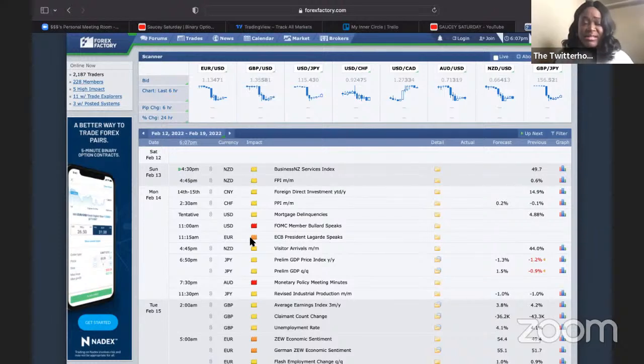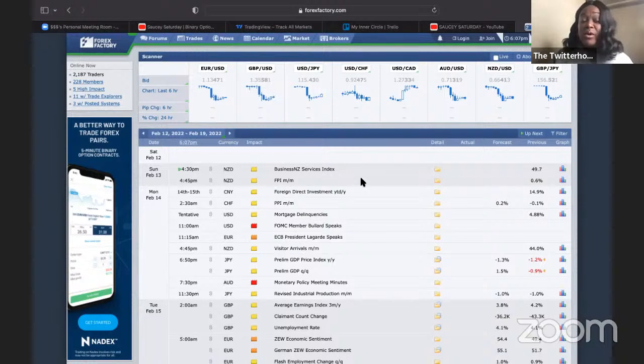My trading partner, Ty, she's not on the call today, but her philosophy, if there's a folder, she's not trading it. The only folder that she will trade is a gray folder because it's a bank holiday. It's not going to really affect anything. But yellow, orange, red, she's just going to avoid that currency for an hour before and then hour after, right?